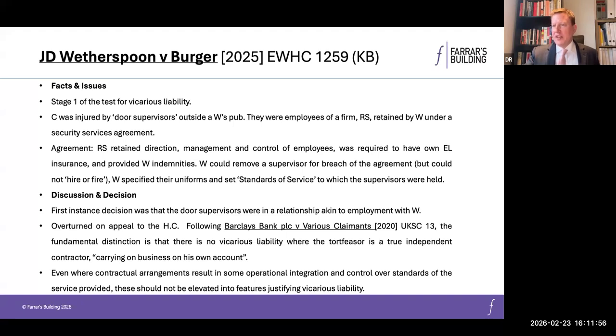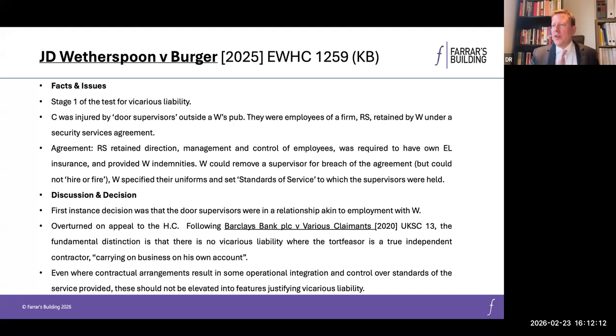What did that mean in practice? In this case, the claimant had been injured when being restrained by what are now called door supervisors, but bouncers as we might think of them, outside the Wetherspoons pub.